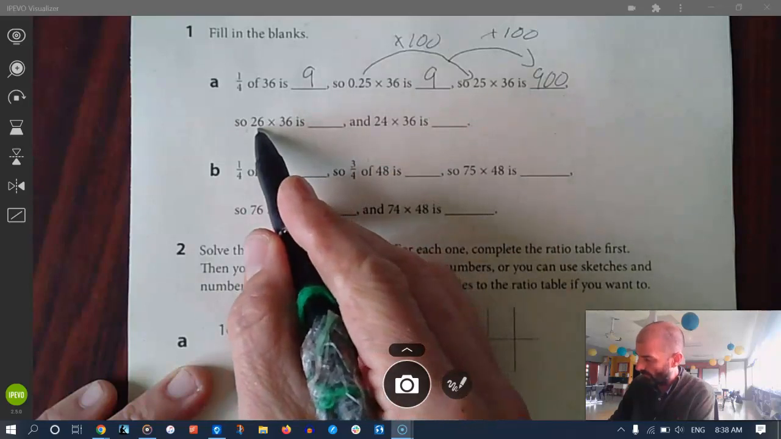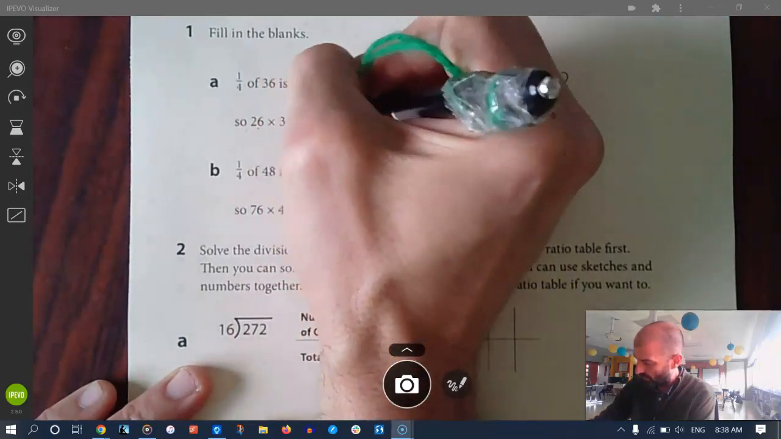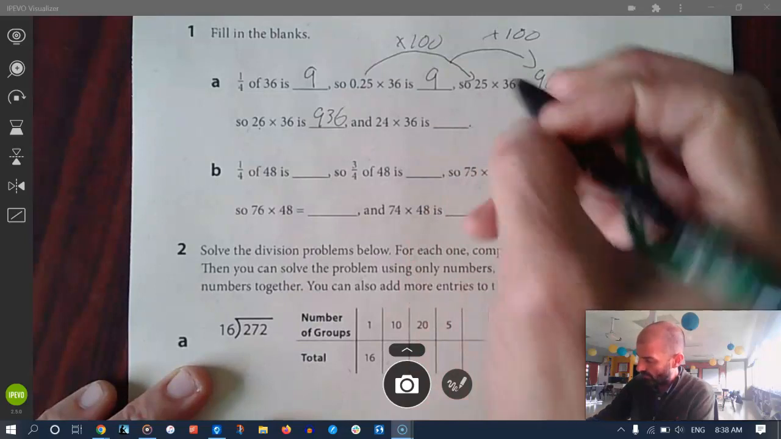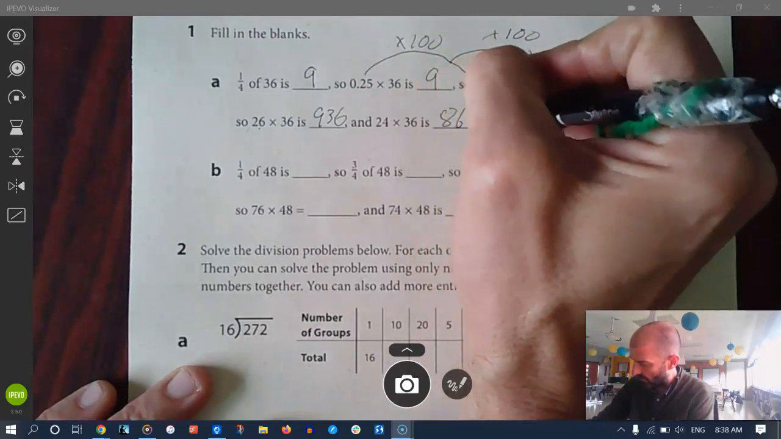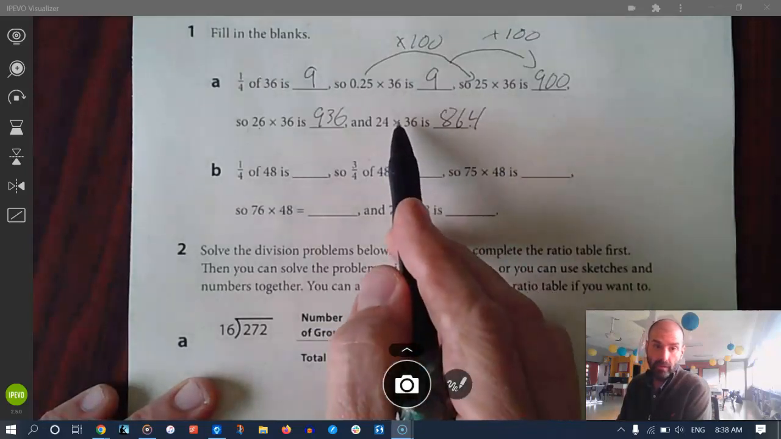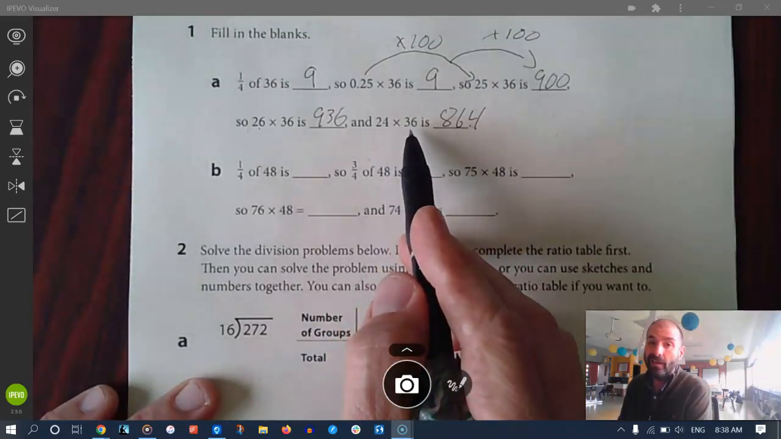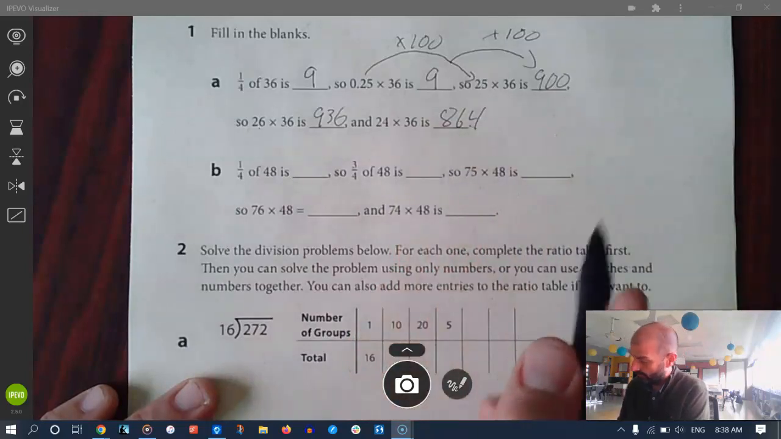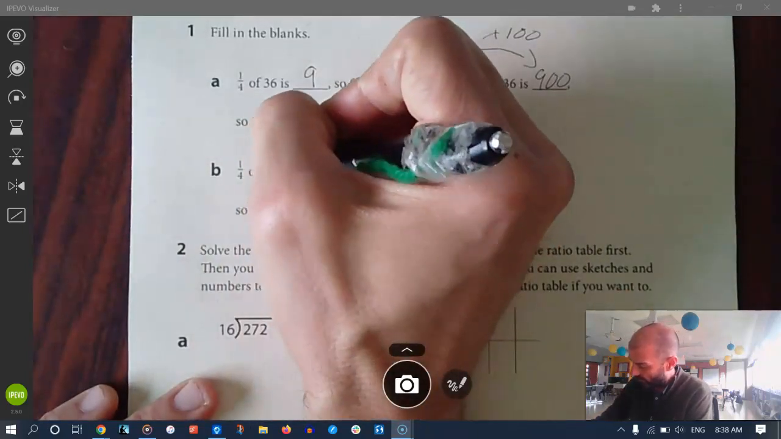All right. And now we know what 25 times 36 is. So we would add one more 36 to get 936. And we would take a 36 away to get what? 864. Why did I know 64 so quick? Because I know my groupings of 100, which is very important. Very important.